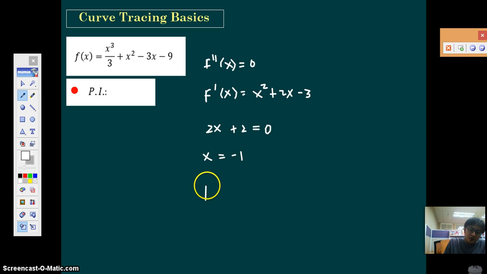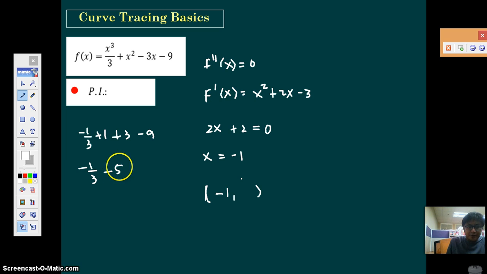Again, this is a point, an ordered pair, so you need to substitute your x value to the original f of x. Substituting negative 1 to the function, you get negative 1/3 plus 1 plus 3 minus 9. So you get here negative 1/3 minus 5. So this is simply negative 16 over 3. So this is the point of inflection.